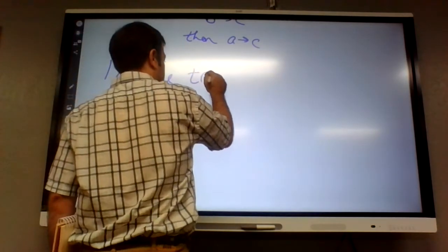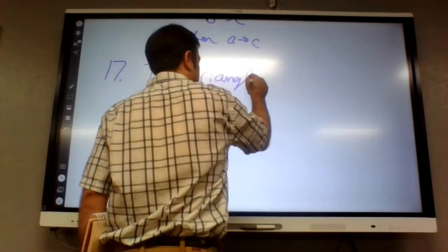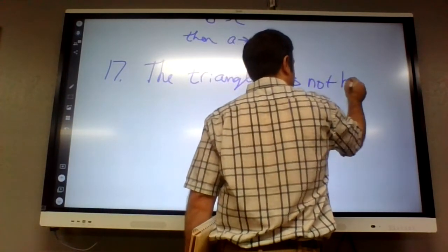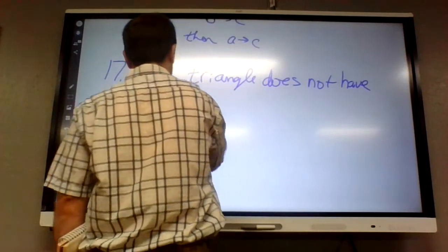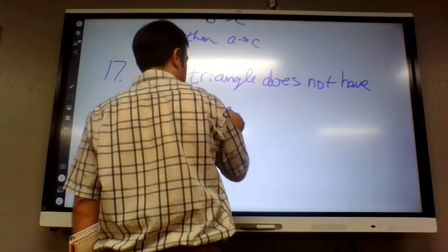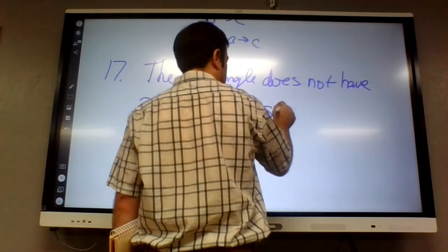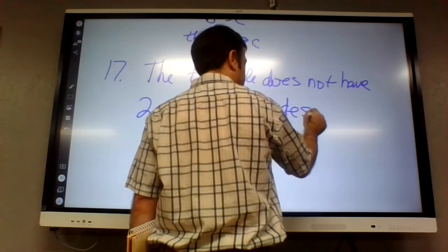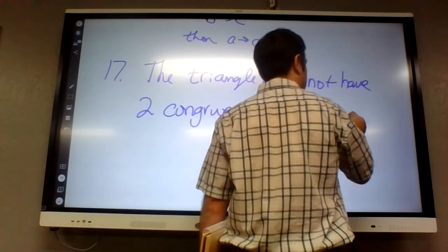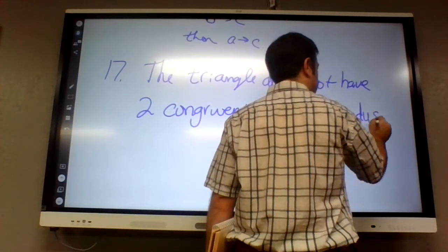The triangle does not have two congruent sides. What kind of logic did we just use? Modus tollens, right? That's the backwards one where you say not stuff.